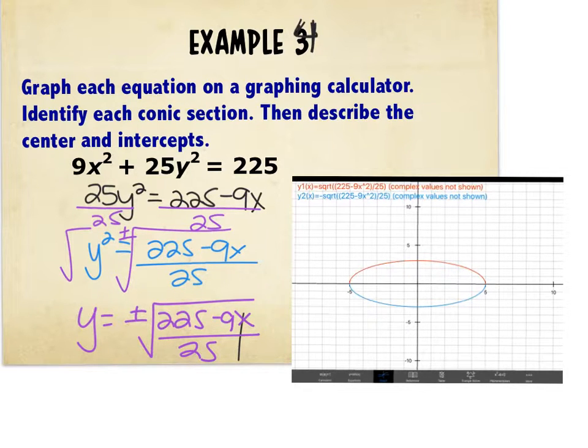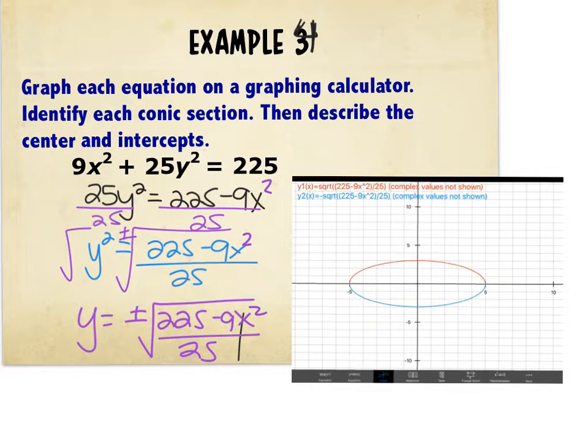Okay, so when you solved, hopefully everybody got plus and minus the square root of (225 minus 9x squared) divided by 25. Raise your hand if you got at least to that point. Okay, good. Then when you plug it into the graphing calculator, you should have gotten a shape something like that.